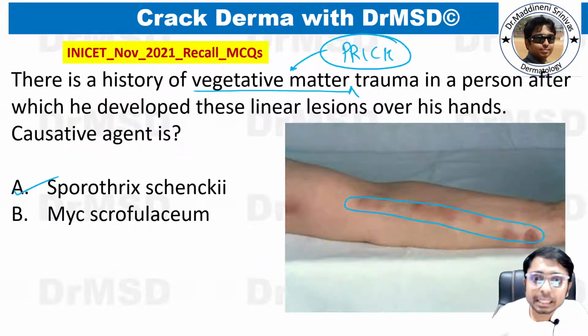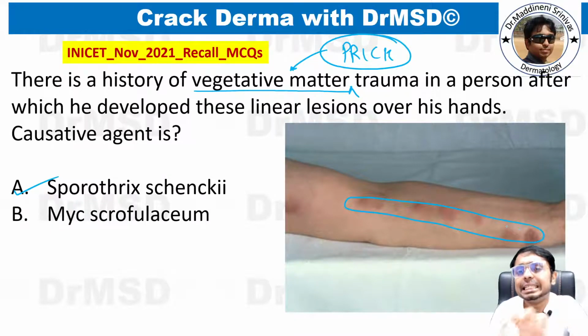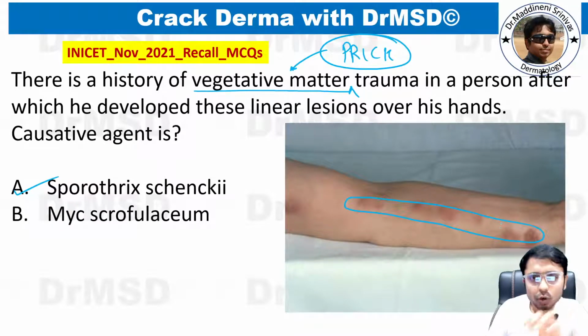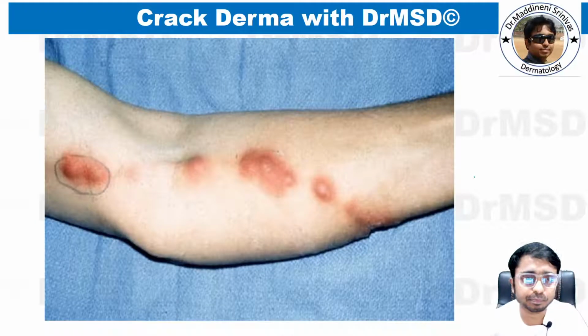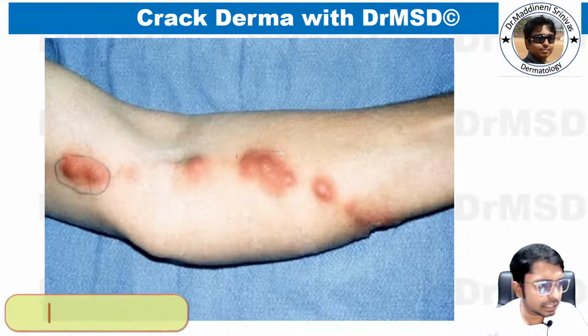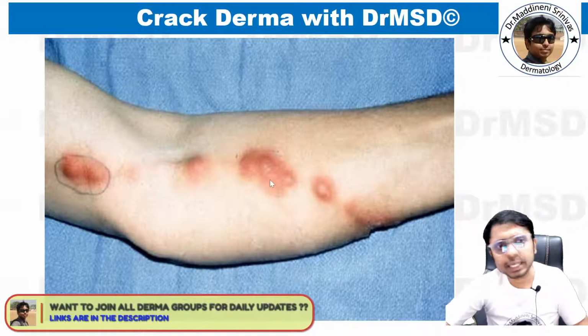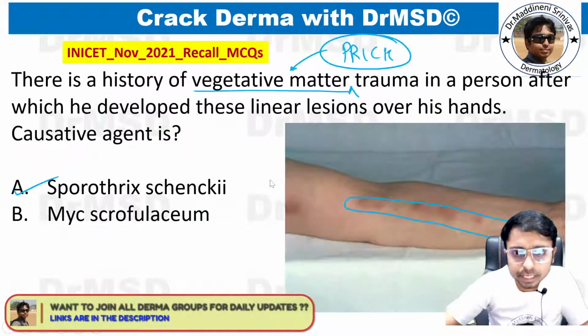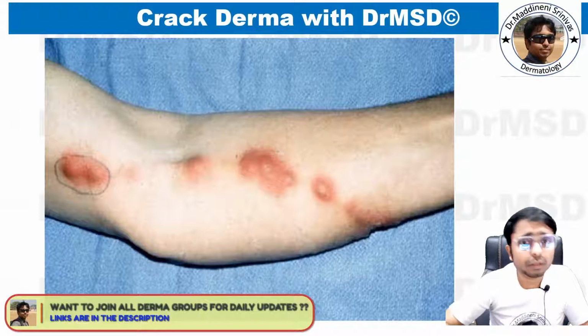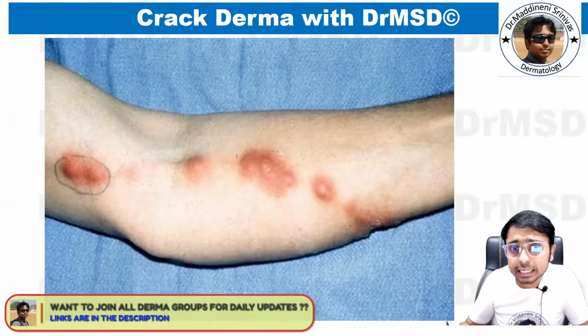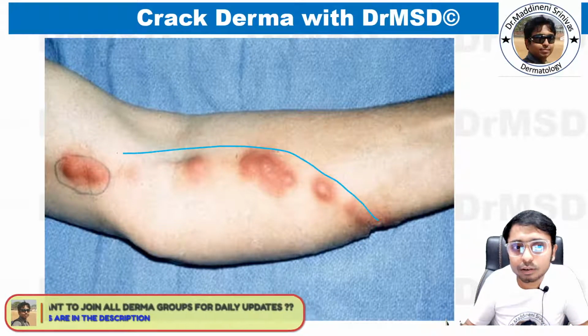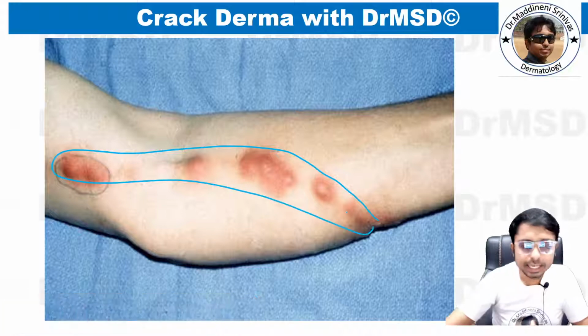As you can see here in the picture, there are some erythematous papules and nodules arranged in a linear fashion. This is what is mentioned in the question. I'm not sure whether this was the image which was actually given in the exam, but one thing is sure, both of them are showing a linear pattern of arrangement. And why is this linear pattern seen?